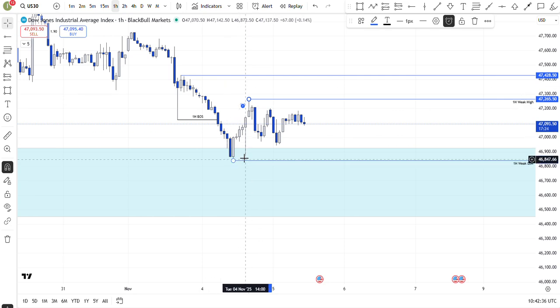Same thing goes for this. This is the low that made the high. So we had a high and a low within one candle here, and then it made a higher high. Is that right? No, I'm wrong there. It's probably a 15-minute low.